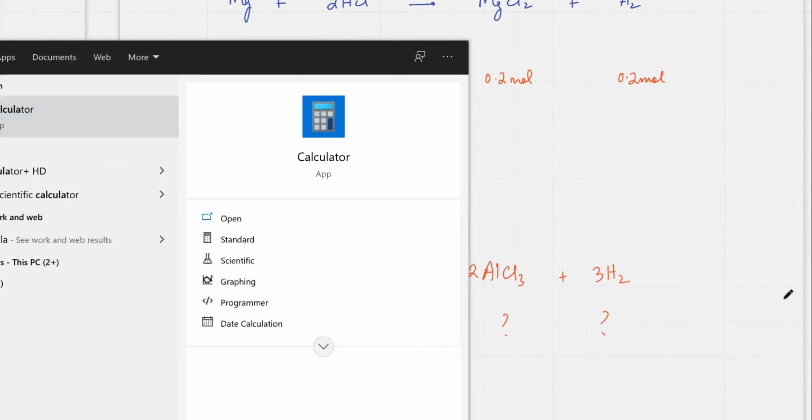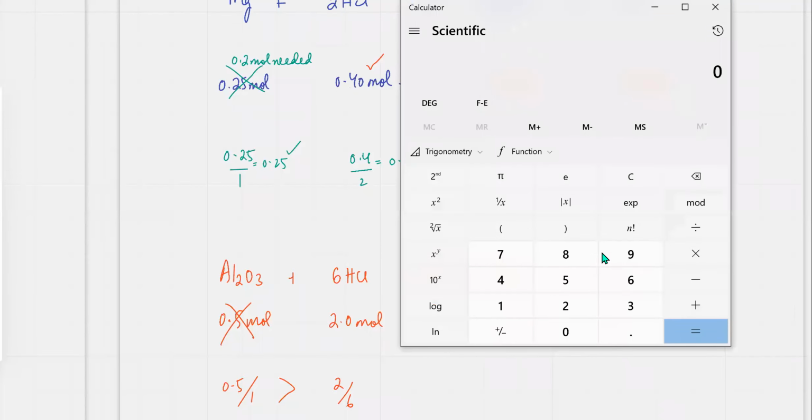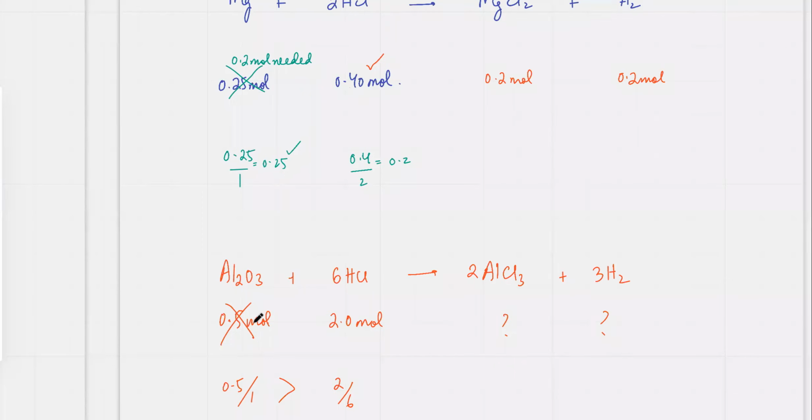Let me just open a 2 divided by 6 into 1. So it's going to be 0.33 moles. So you never needed 0.5 moles. That was the wrong quantity. Only 0.33 moles were needed in the reaction.